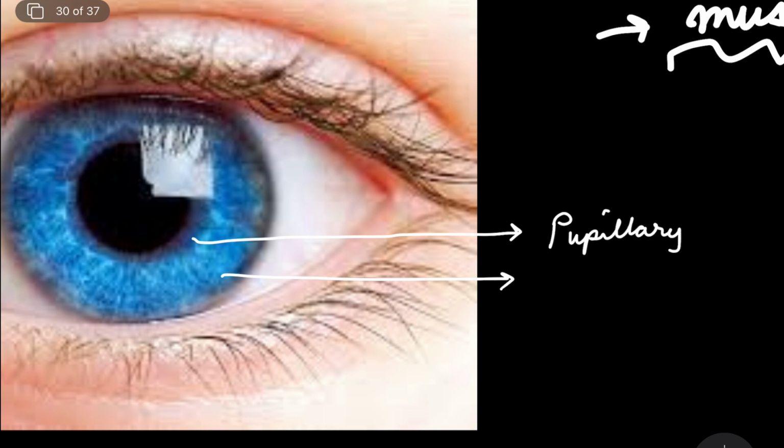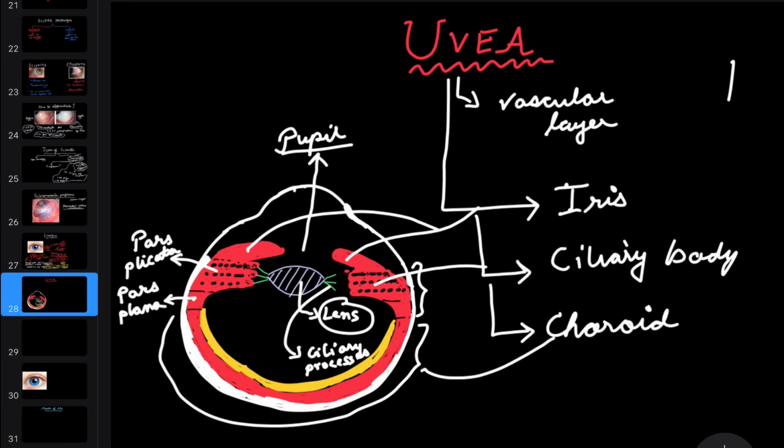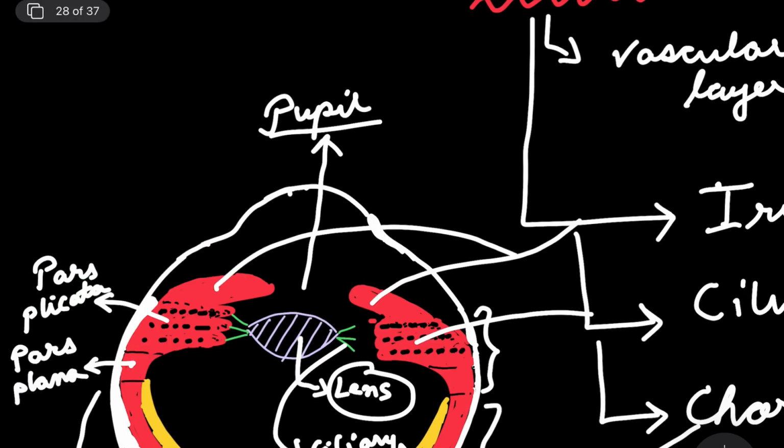The pupillary zone of iris. And this part of the iris which is closer to the ciliary body. How is it closer to the ciliary body? Let's go back to that picture over here. So basically I am saying that this over here is one part of the iris closer to the pupil, so basically the pupillary part of iris, and this part over here, obviously this is closer to the ciliary body, as you can see from this picture, right?